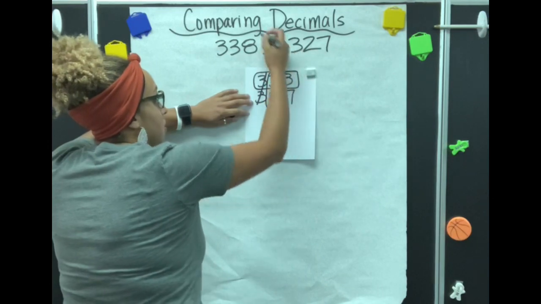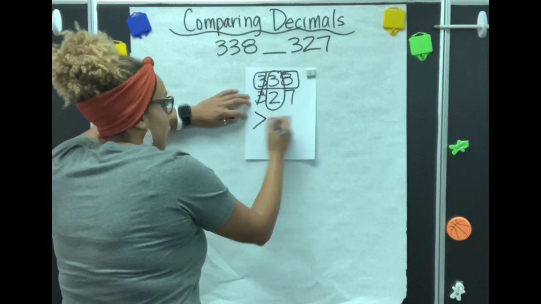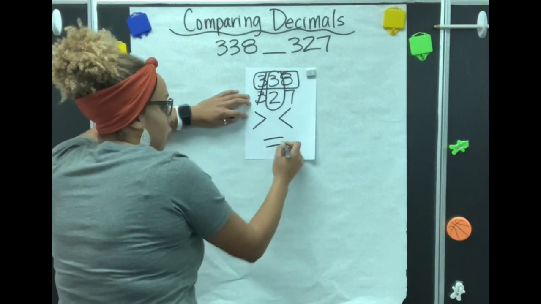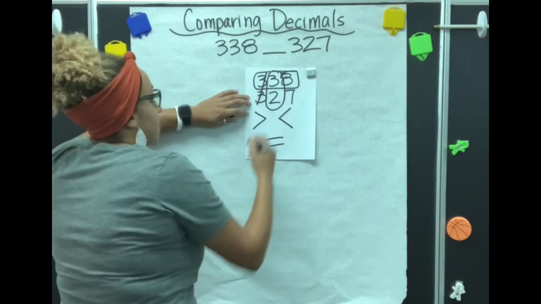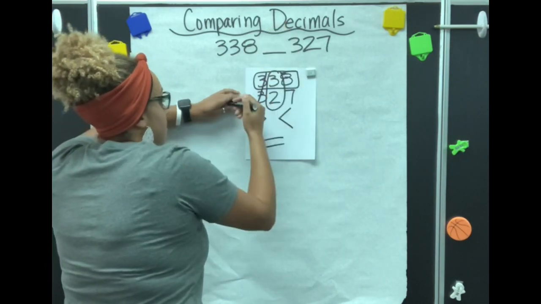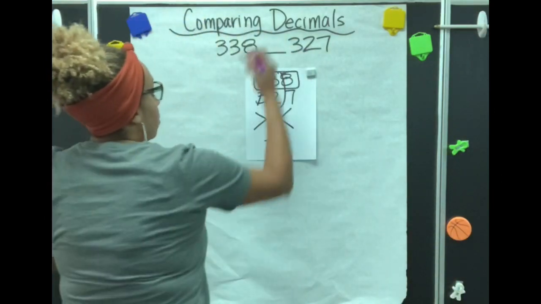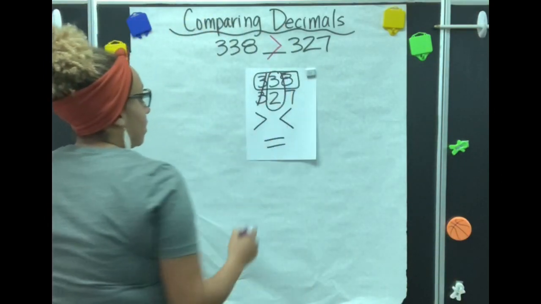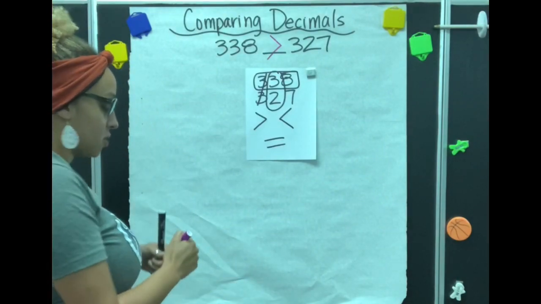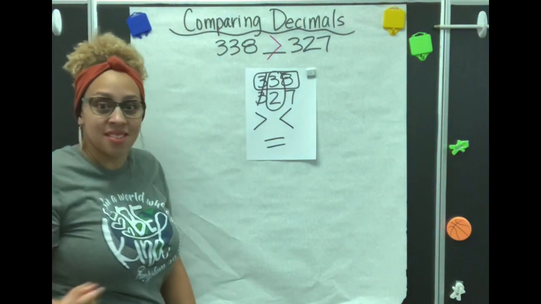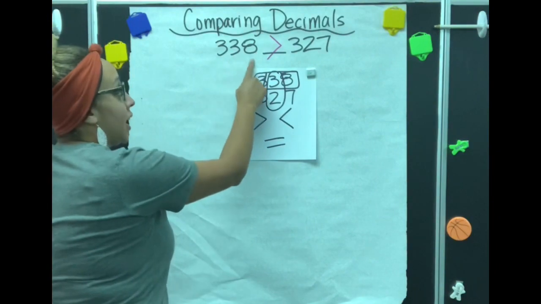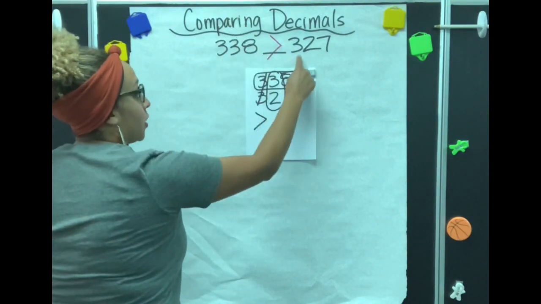And how I'm going to show this is I'm going to use my greater than, less than, and equal to symbols. It looks like a Mr. Yuck face. I'm going to show that this is greater than. Okay, and it's greater than because when I read the math sentence, 338 is greater than 327.